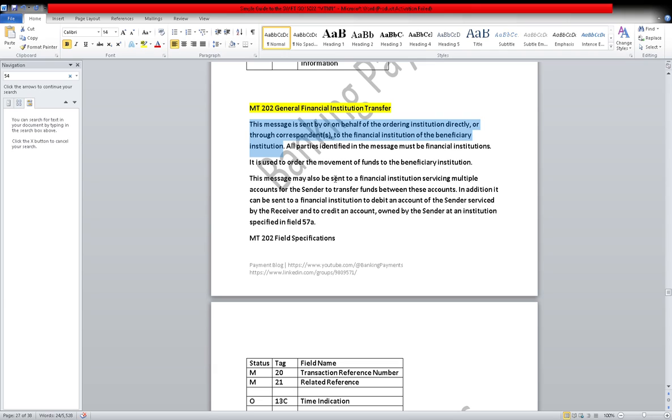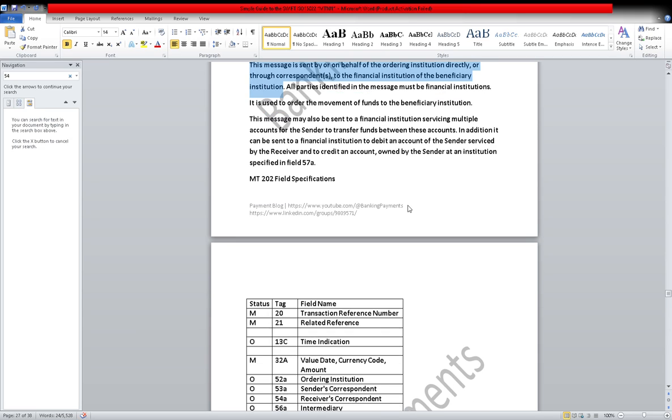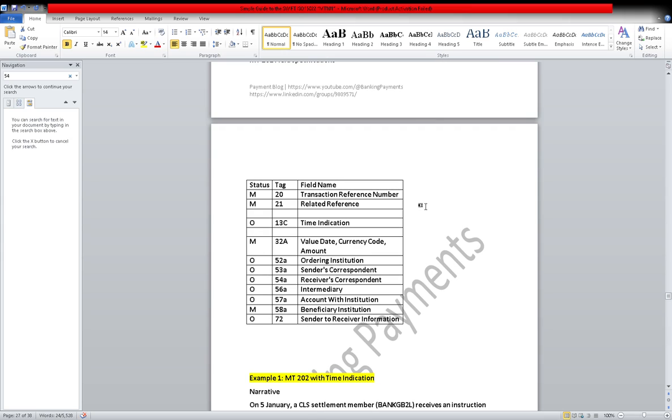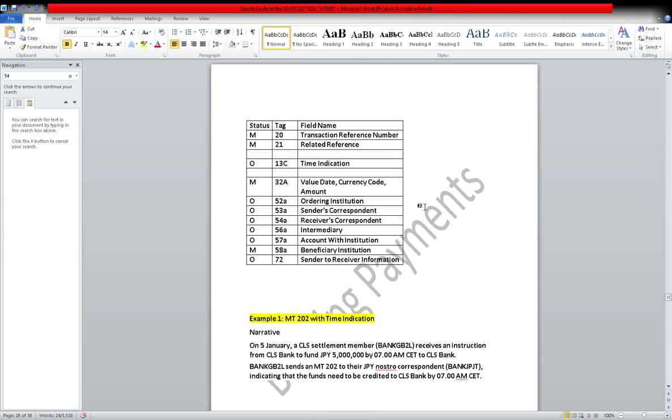It's also mentioned here that the message can be sent to a financial institution serving multiple accounts for the sender's transfer of funds, in a different country. So what are the examples? What is the field validation of this? Let's quickly see what the network rule of this is now. The format specification we will see later.